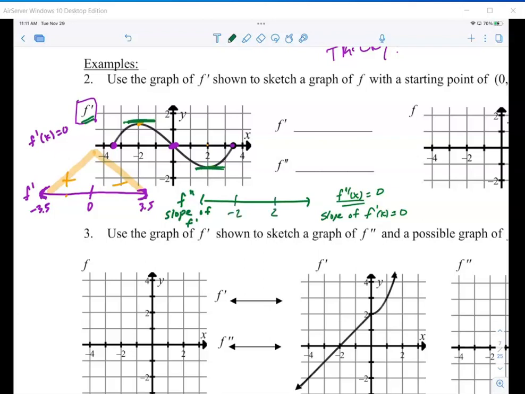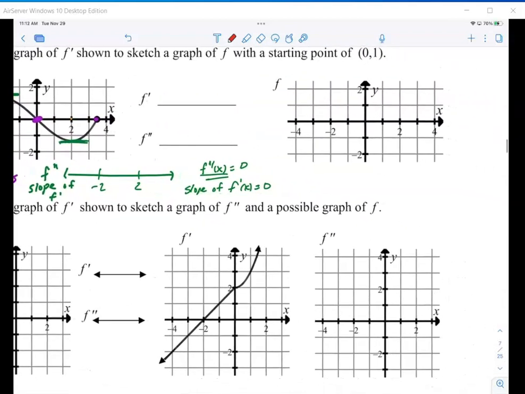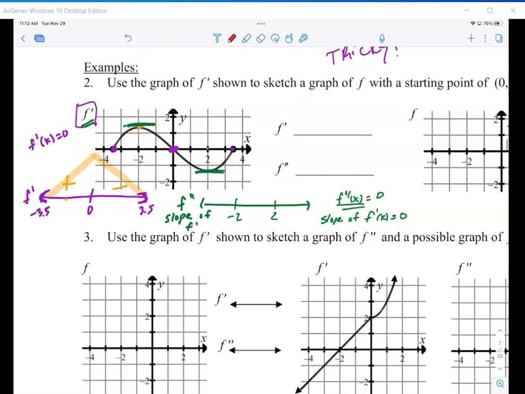And then we're going to do test points, all right? For my test points, what kind of slope is it if I plug in -3? Guys, it's a positive slope.